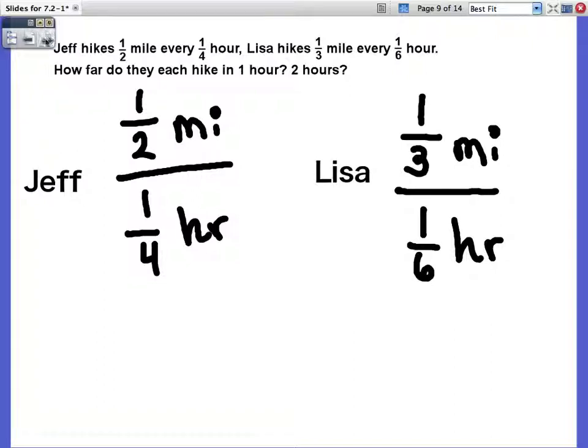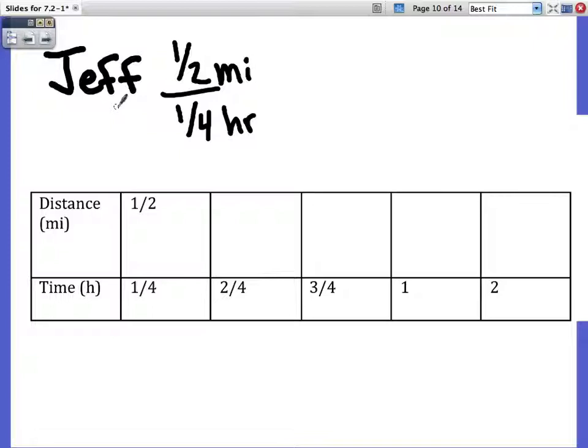So let's use a table for Jeff first. Remember, Jeff was 1/2 mile for every 1/4 hour. So I did the same thing with my table. I set it up with increments of a quarter in the denominator spot until I got to a whole, and then I just skipped to 2. So if he did 1/2 in a quarter, the second 1/4 hour is going to be another 1/2, and 1/2 plus 1/2 is 1. And then another quarter gets us to 3/4 hours, and then another 1/2 gets us to 1 1/2.